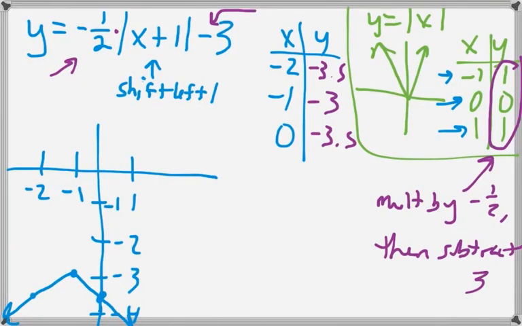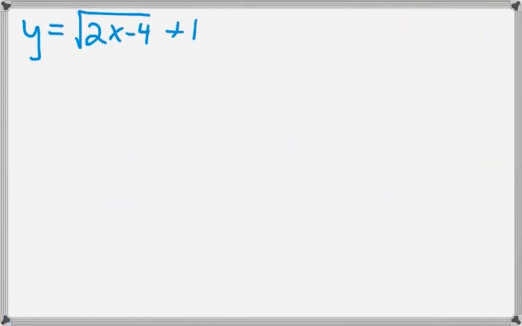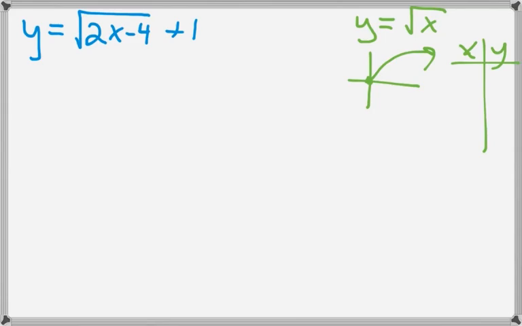Okay, we're going to do a couple examples now where we have something going on in the horizontal direction besides just a shift. That's going to be a little more involved. So we have a square root function here. And so our original square root function, remember, is this type of shape. I always like to pick nice perfect squares for my x values so that I get nice points to work with.